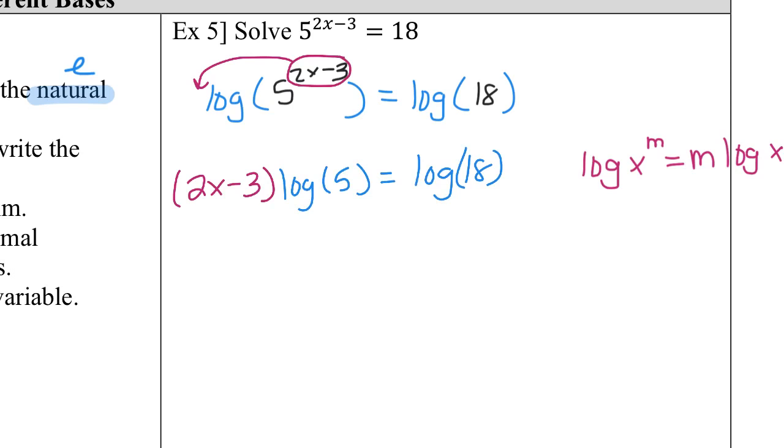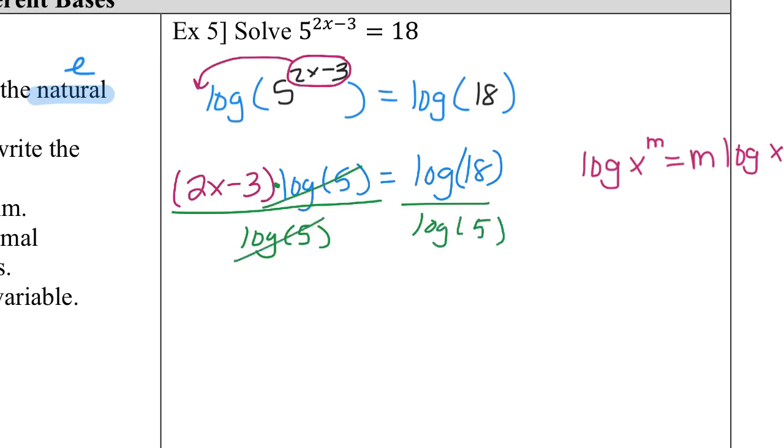Okay, now remember, it's x we want. So log base 10 of 5, this is just a plain old number. I know it looks funny, but it is just a number. So this is multiplying, so I want to get rid of it. So I'm going to divide out the log. That's the next step. So now all we have is 2x minus 3 equals log of 18 over log of 5.